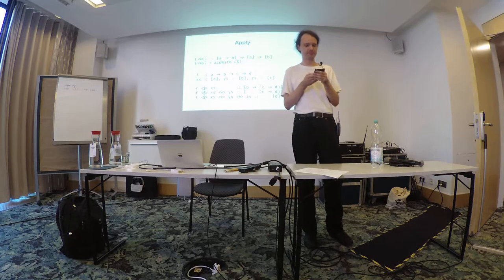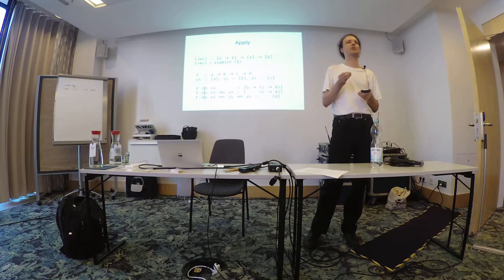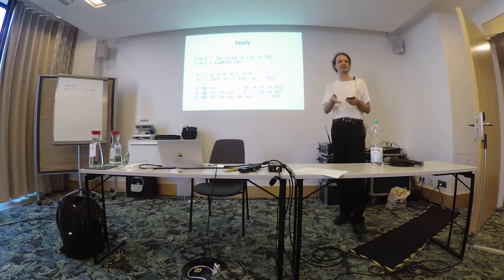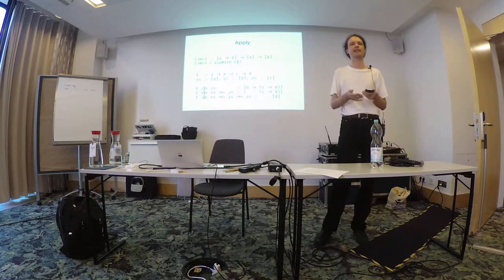So, the insight is that if you take this as a primitive, then you can implement zipWith3 very easily. So it goes like this. Say we have a function of three arguments, a list xs, a list ys, a list zs.